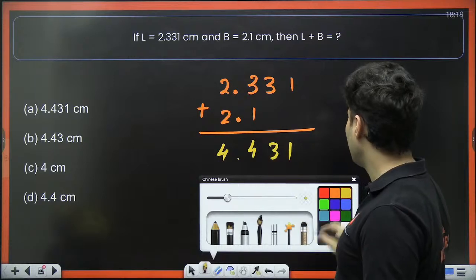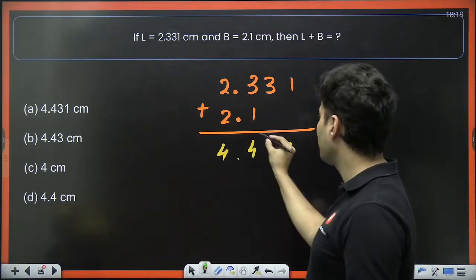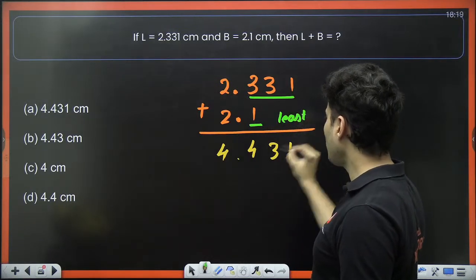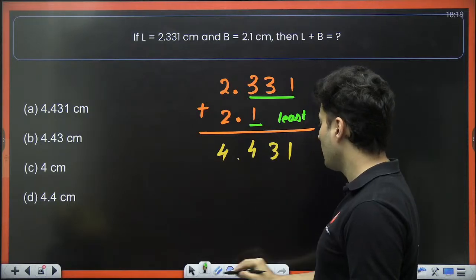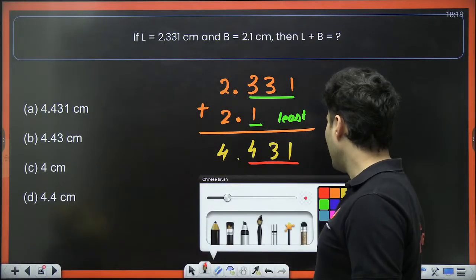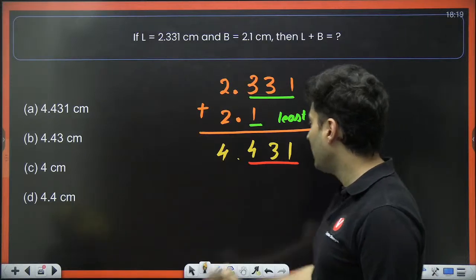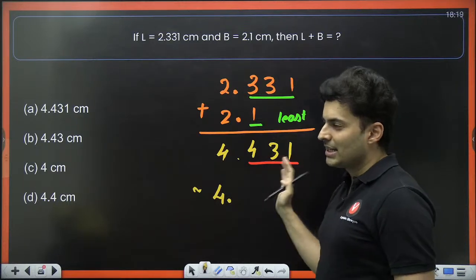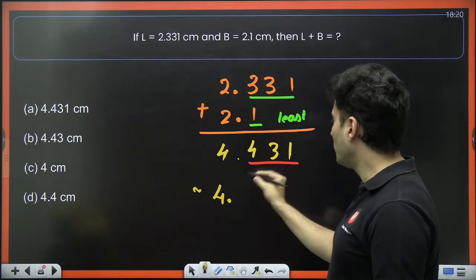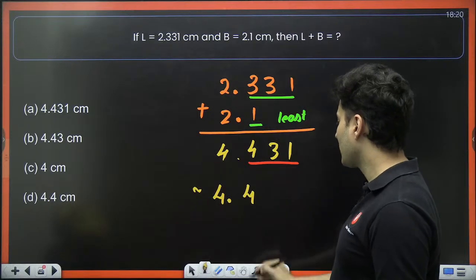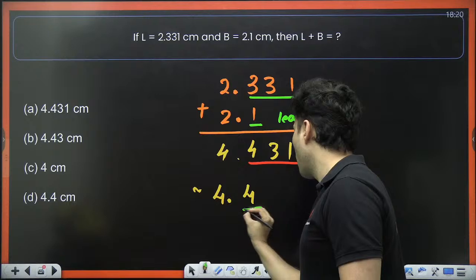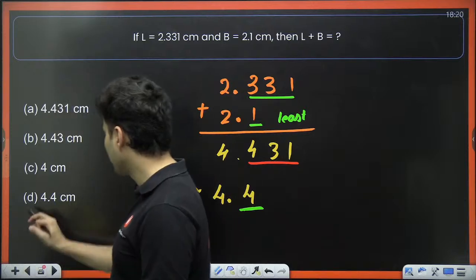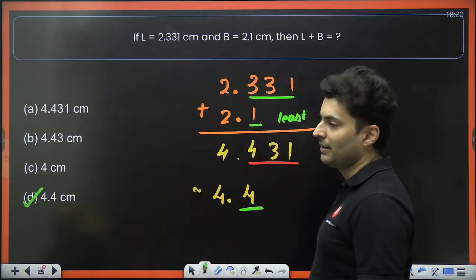Now, whenever addition and subtraction is there, check the least decimal. There is one decimal here, there are 3 decimals here. So this is the least decimal. So this one has 3 decimal places. Obviously, you cannot use this. I have to round it off to 4.431. Come on guys, it is close to 4. So it will be just 4.4. Yes, now it has just one decimal place. Understood, my dear warriors? So the answer will be 4.4 centimeters.